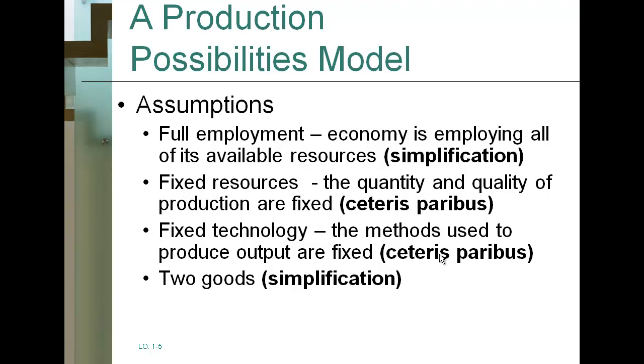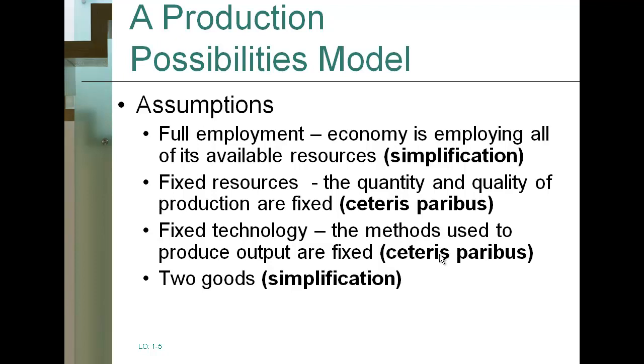Second, we have fixed resources, meaning that the quantity and quality of the resources are fixed so that we're not going to have an increase in land or labor, capital, etc., nor will we have any increases in the quality of these resources. Now, when I say quality, for example, I mean better land or higher tech capital goods or a more educated workforce. So none of these things are happening. We're dealing with fixed resources.